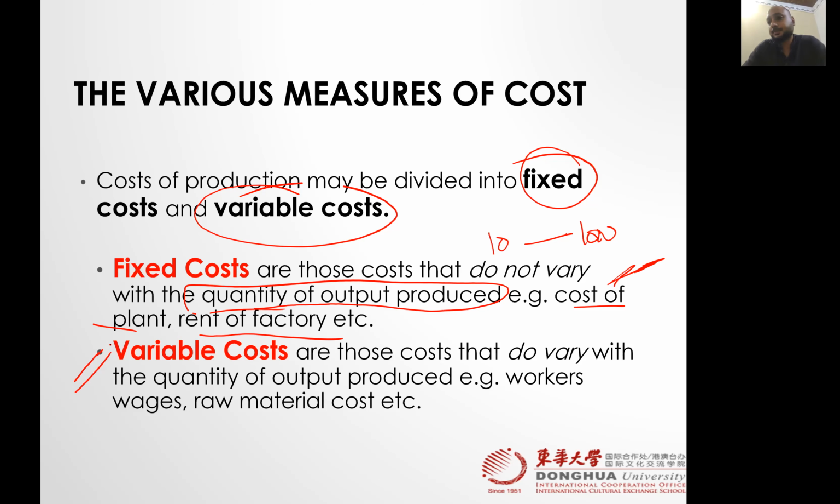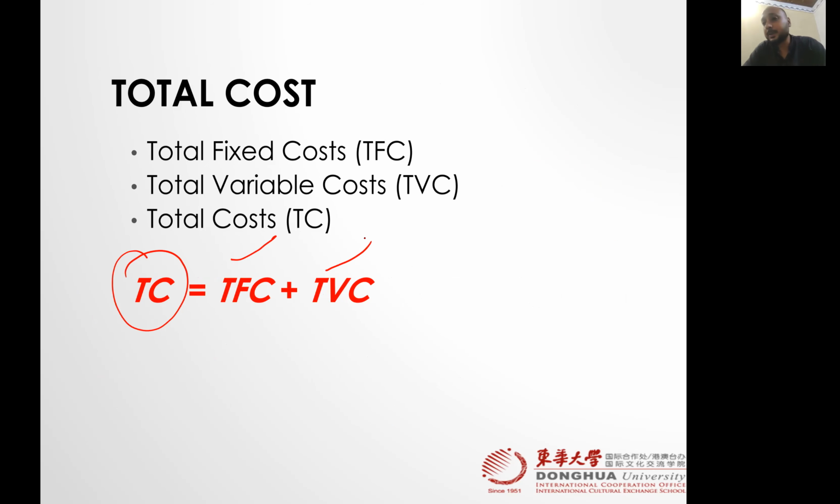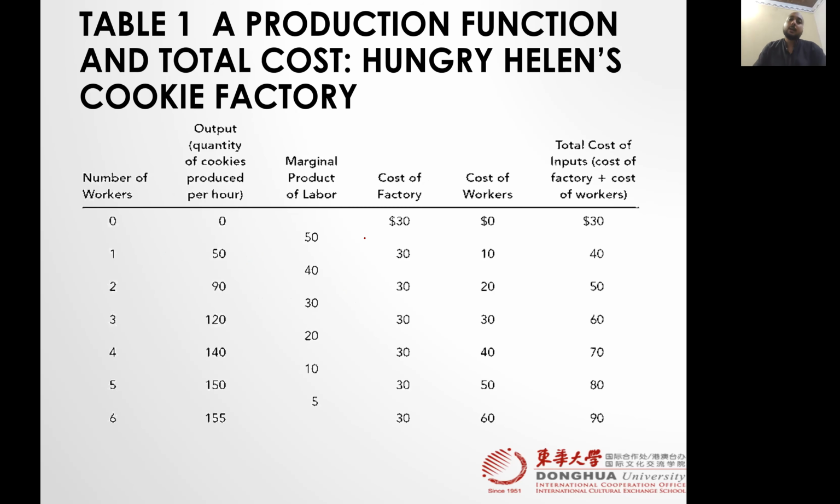Variable cost, the costs that do vary with the level of output. If you produce more, you have to pay more wages because wages are based on the number of units produced. If you produce more, you need to buy more raw material. If you produce less, you need to buy less raw material. So that cost will vary with the level of output. We call this variable cost. And what is the total cost? Fixed plus variable cost. All right? Total fixed cost plus total variable cost.